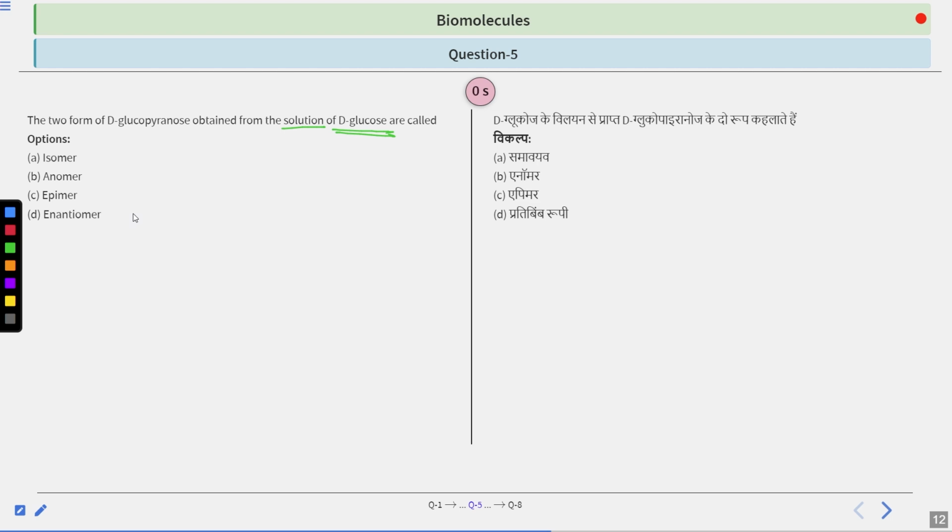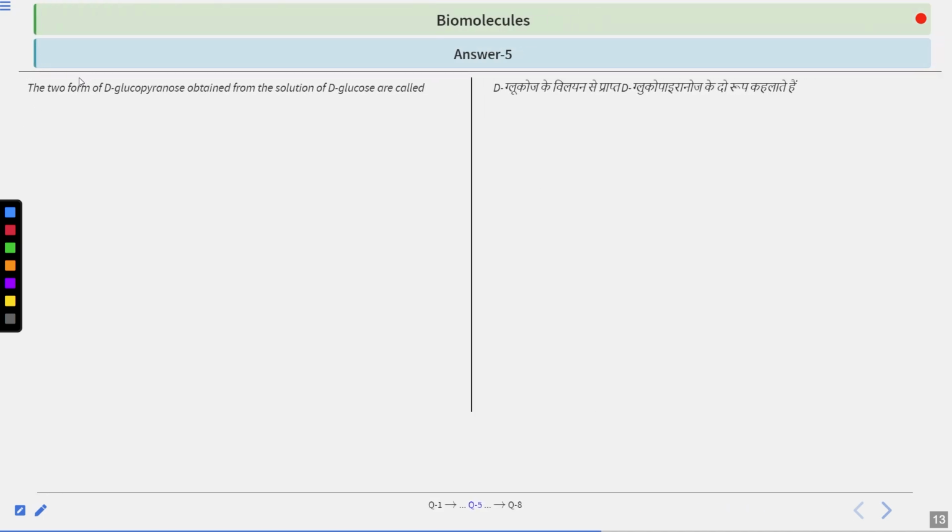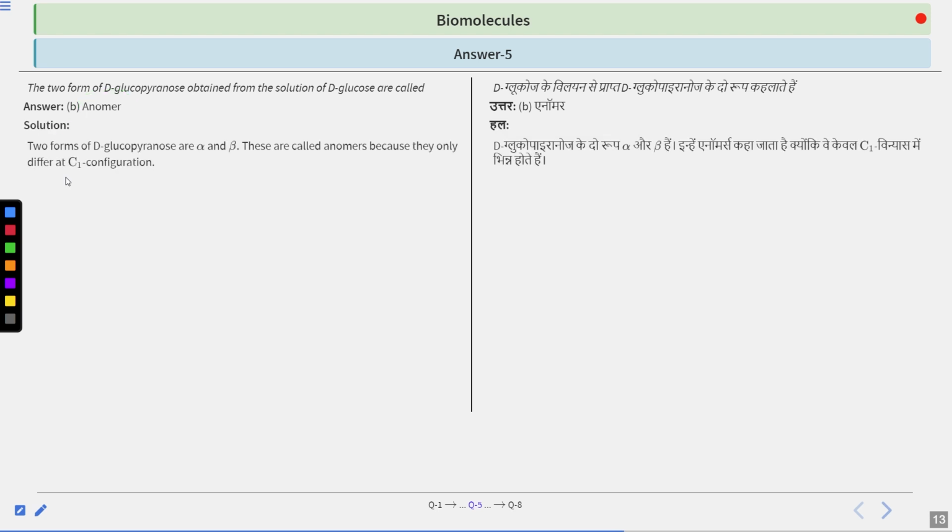Okay, so let's move on to the answer part. The correct answer for our given question is option B, that is anomers. The two forms of D-glucopyranose are the alpha one and the beta one, and these are called anomers. They are called anomers of each other because they only differ at the C1 configuration, the carbon at the first position. The alpha part and the beta part are different from each other only because the configuration around the first position carbon is different.